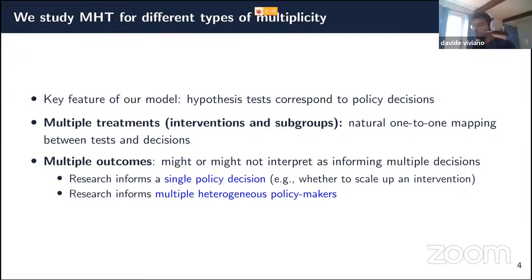And the second angle is when instead each outcome corresponds to a different policymaker, and what we're trying to do is to communicate to a heterogeneous audience. And I'm going to be explicit about this in the second part of the talk.